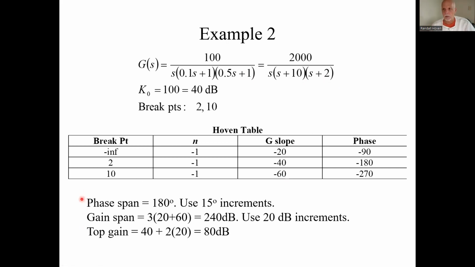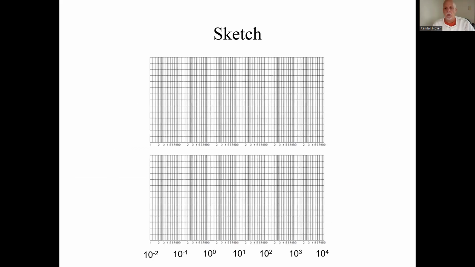I didn't go over it in detail. You can go to my webpage and see how to set up the increments and limits of your graphs. The phase is kind of easy. The span is going to be from -90 to -270, or a span of 180 degrees. The gain span's a little harder to figure out. I have a formula for that. Anyway, I'm not going to get into how to scale the graph so much.